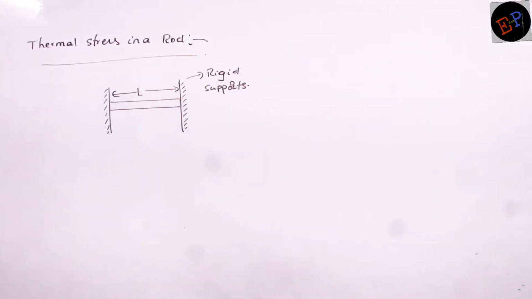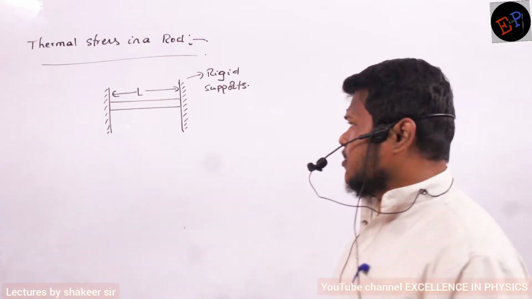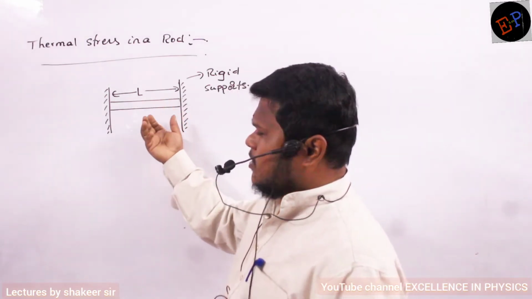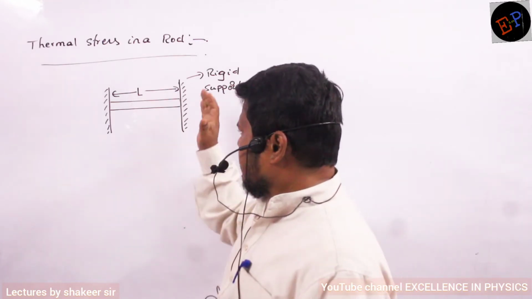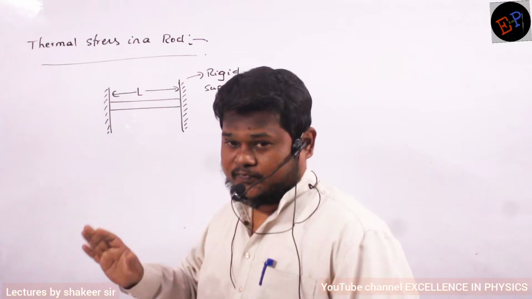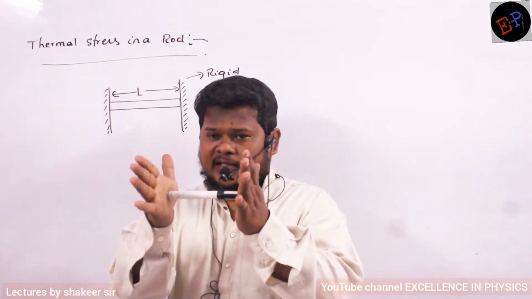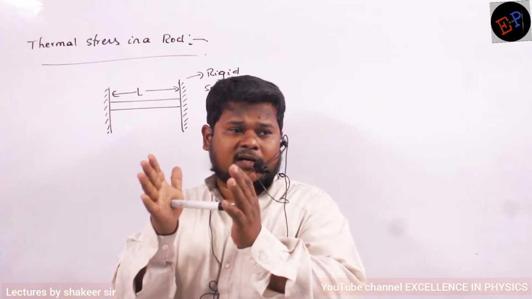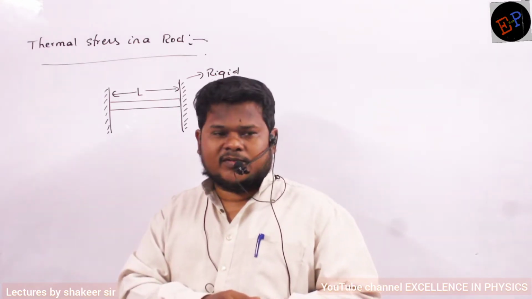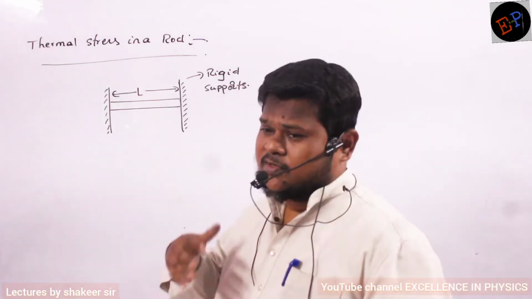Okay, now see. The next concept is thermal stress developed inside a rod. Here is a rod at a particular initial length and temperature. I am placing two rigid supports, and these supports cannot move. The rod is placed between the two supports like this. It means if this rod tries to expand, the supports are not going to allow the expansion.